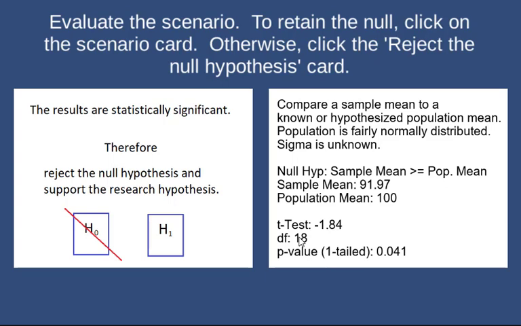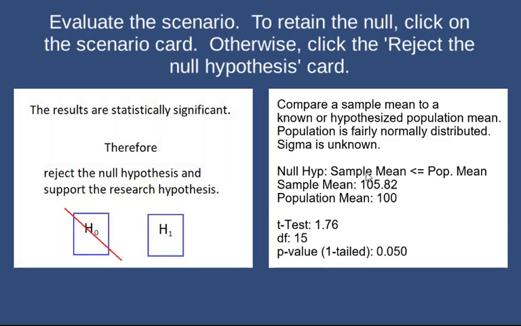All right, now we're working with a sample size that is somewhat smaller. Degrees of freedom is 18 here. So the null hypothesis says that the sample mean is larger than or equal to the population mean. We're looking at a one-tailed test here. Sample mean is 91.97 compared to the population mean of 100. So the results, our evidence, actually went in the opposite direction of what the null hypothesis specified. So it's possible we're going to be able to reject the null. The t-test is a negative 1.84. The p-value for this one-tailed test is 0.041, which is less than or equal to alpha level, so we reject the null hypothesis.